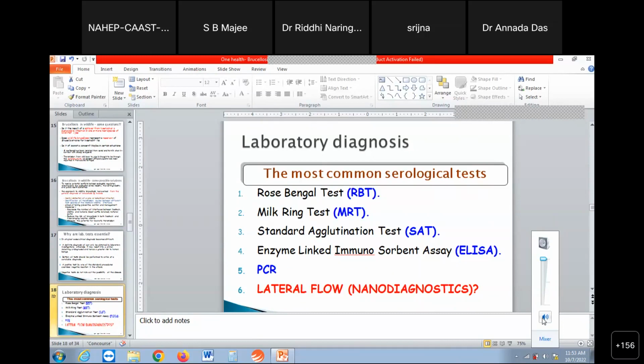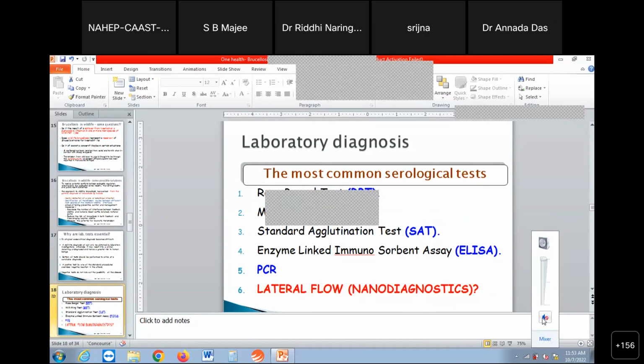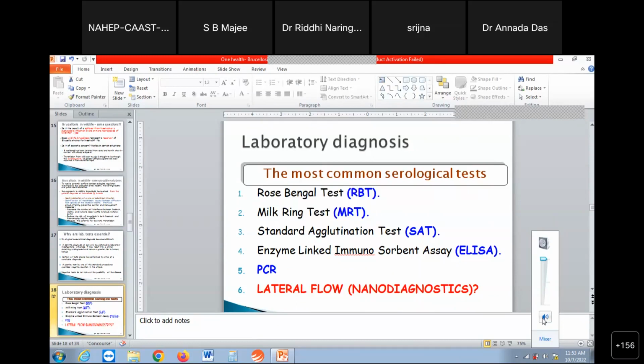The most preliminary test, Rose Bengal, is used. Milk ring test is also being used by most of the basic primary laboratories. Standard agglutination test, of course, is now obsolete. No one uses it. Enzyme linked immunosorbent assay is expensive, but at the same time, it can give very targeted results. So ELISA is the test to stay along with RBPT. And of course, there is PCR, which is slowly trying to replace the isolation. The isolation of the organism is the gold standard, but we can adopt PCR in lieu of isolation.